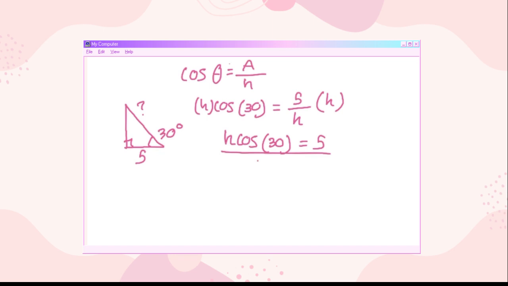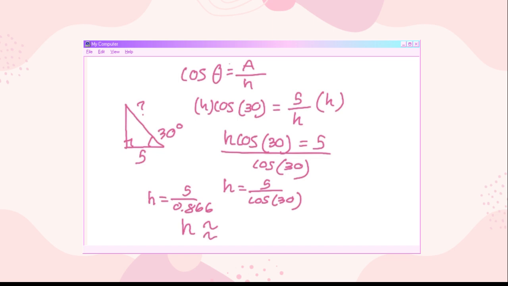Now, we divide both sides by cosine of 30, which gives us hypotenuse equal to 5 over the cosine of 30. If you pull out your calculator and calculate cosine of 30, you'll get about 0.866. Now, we have hypotenuse is equal to 5 over 0.866. When you divide 5 by 0.866, you get approximately 5.77. So, the length of the hypotenuse is about 5.77 units.